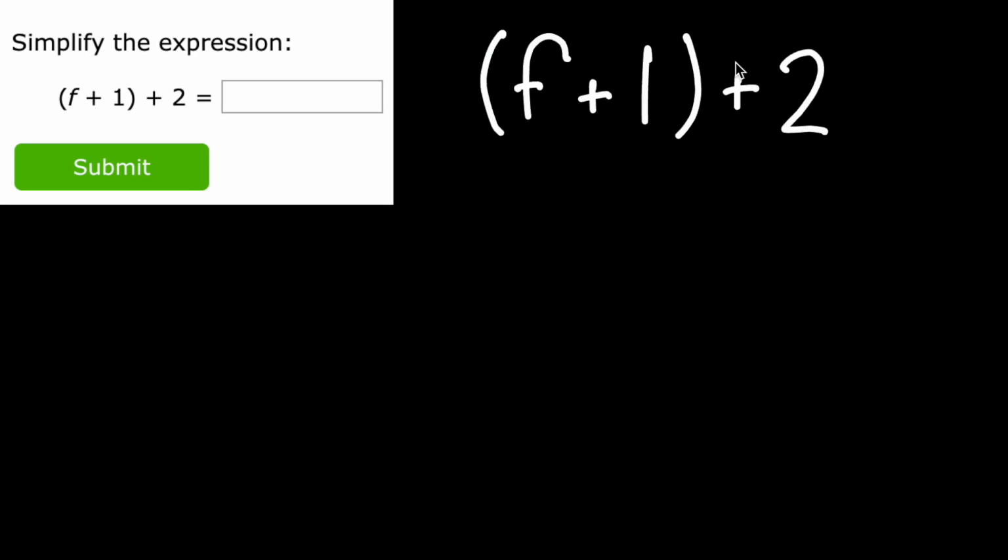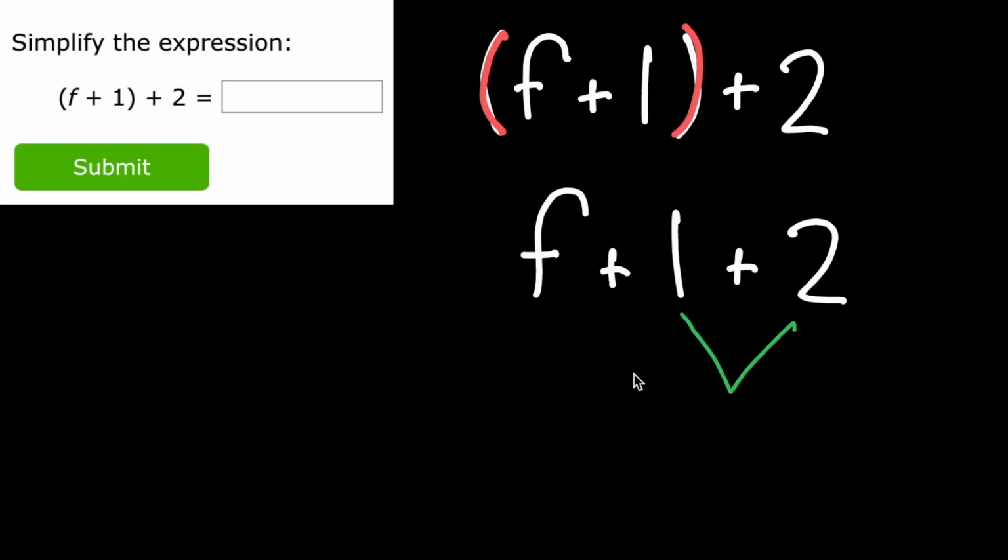So once again, if we only have addition, we can get rid of the parentheses and just combine like terms. So in this case, 1 plus 2 is 3, so our answer is f plus 3.